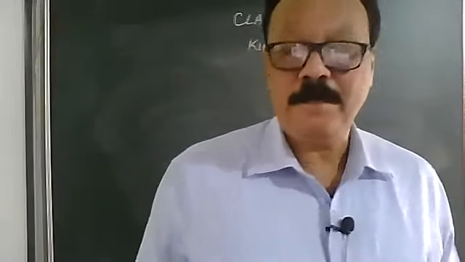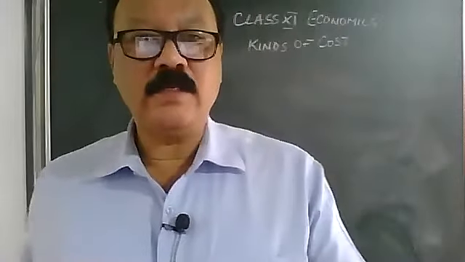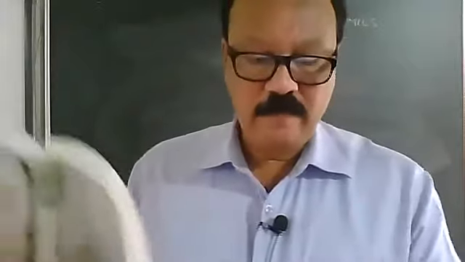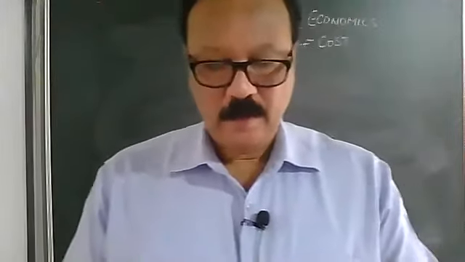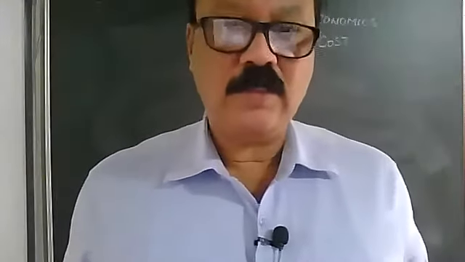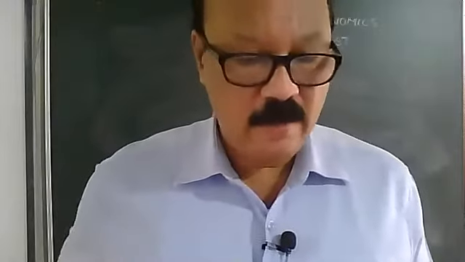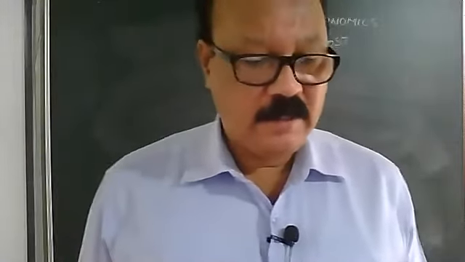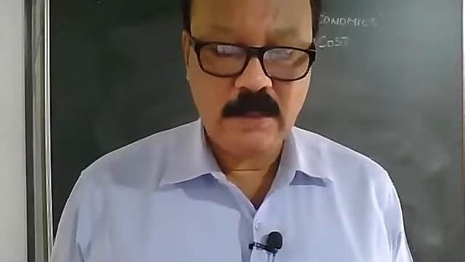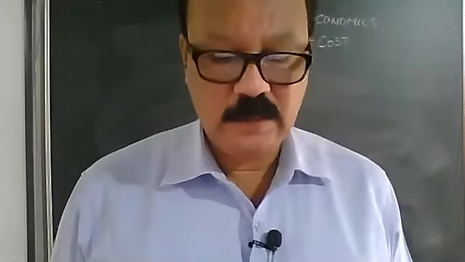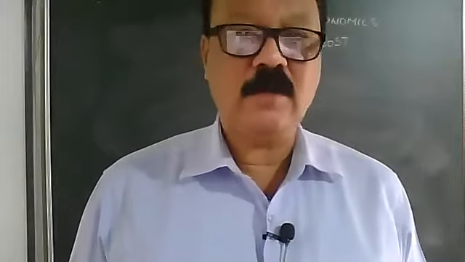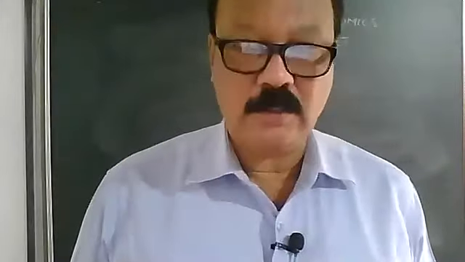Good morning, children. We'll begin this morning's class from where we stopped the last time. We had stopped at fixed cost and variable cost. If you remember, we had done explicit and implicit cost, money cost and real cost, private cost and social cost, and the fourth is fixed cost and variable cost. Today we will begin from fixed cost and variable cost.